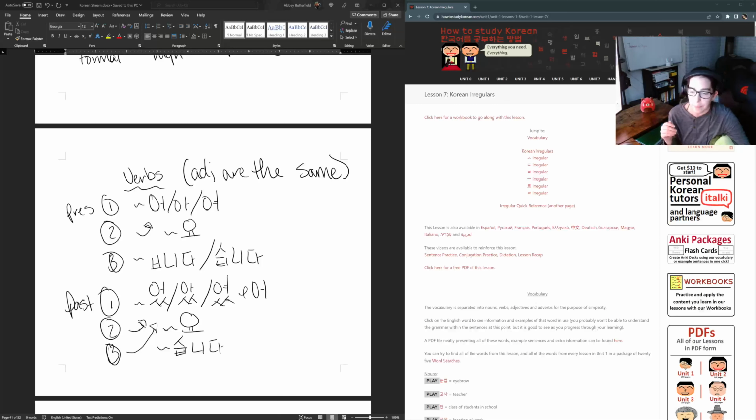For informal high respect, you're going to take that 어서 and then 요 at the end, or 아서 and make it a 요. 아서요, 어서요. There you go. Easy. Number 3 is you say 었습니다.